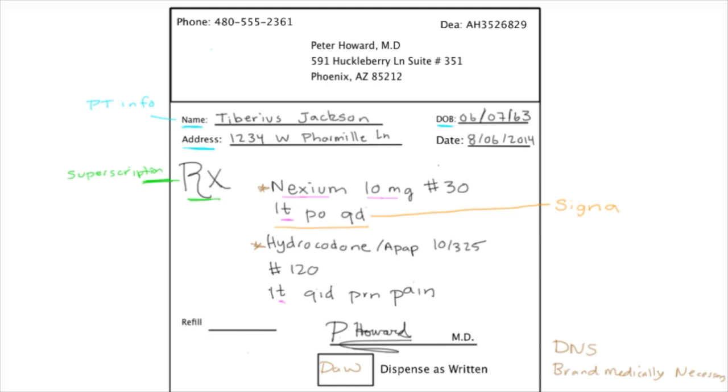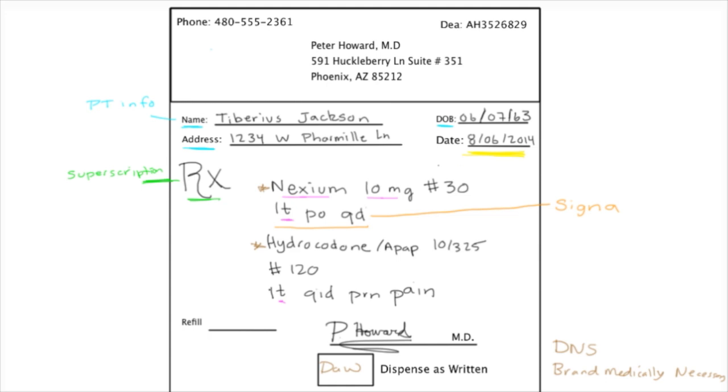Alright, and then another part that we're going to need for each prescription is the date of the prescription. So right here, there's going to be the date. And why do you think the date's important? Because each prescription has an expiration date. And so if there was no date on it, we wouldn't know when it expires. And so we always need to have the date written on it. And we'll talk about when prescriptions expire in another video.